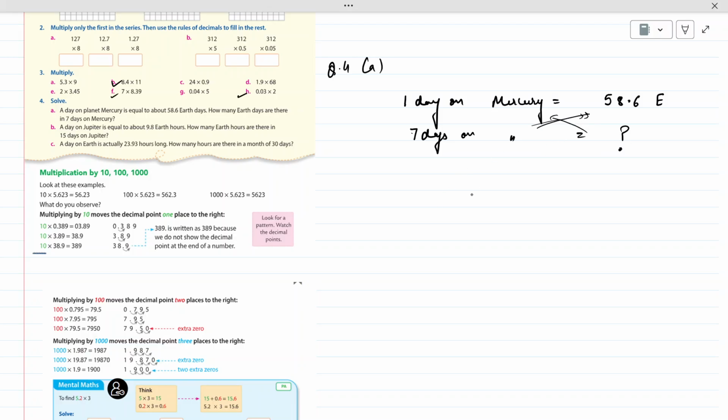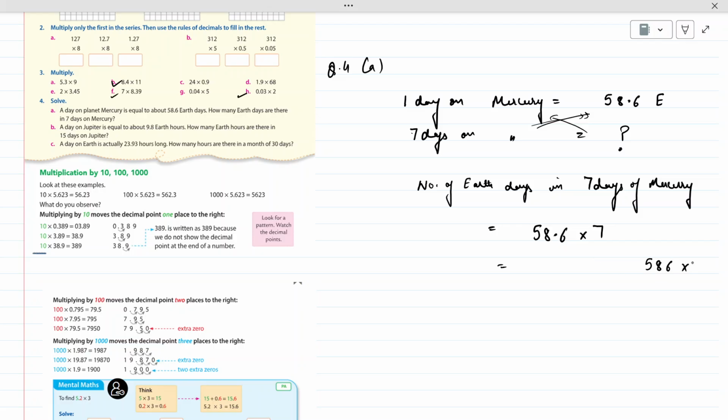So what we'll have here is the number of Earth days in 7 days of Mercury is equal to 58.6 and multiply this with 7. Okay, so now what we have to do first, just take the product of 586 into 7. So multiply 586 into 7. When we multiply this, we will get 4102 as the product of these two numbers.